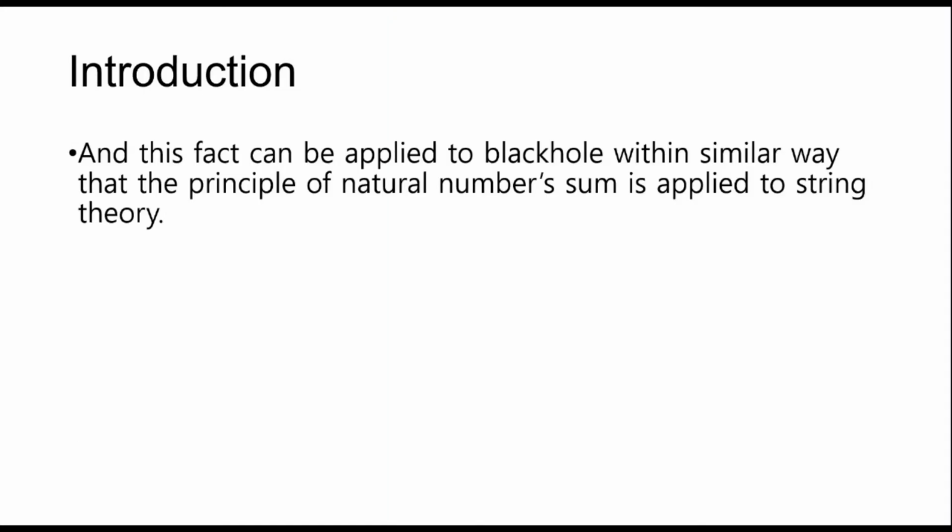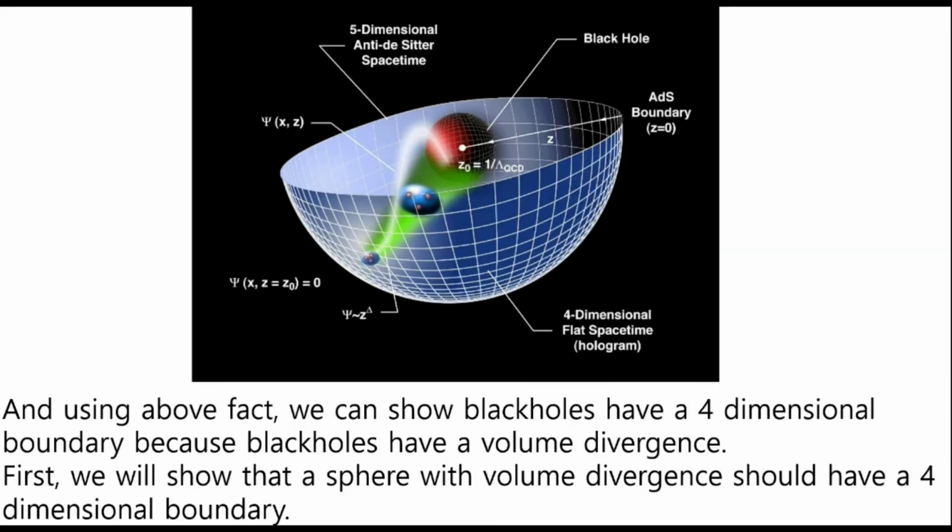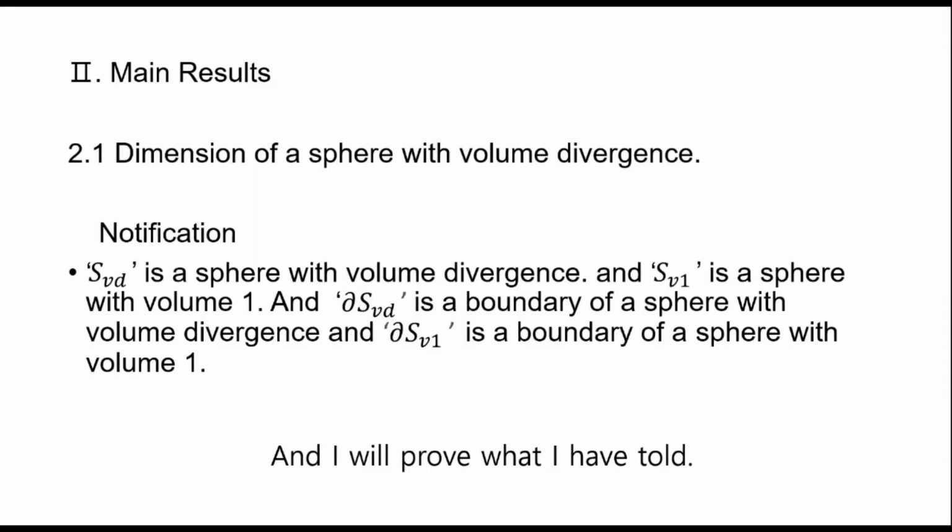And this fact can be applied to black holes in a similar way to how the natural number theorem is applied to string theory. It is already known that a black hole has a volume divergence and a 4-dimensional boundary. And using the above fact, we can show black holes have a 4-dimensional boundary because black holes have a volume divergence. First, we will show that a sphere with volume divergence should have a 4-dimensional boundary. And I will prove what I have told.